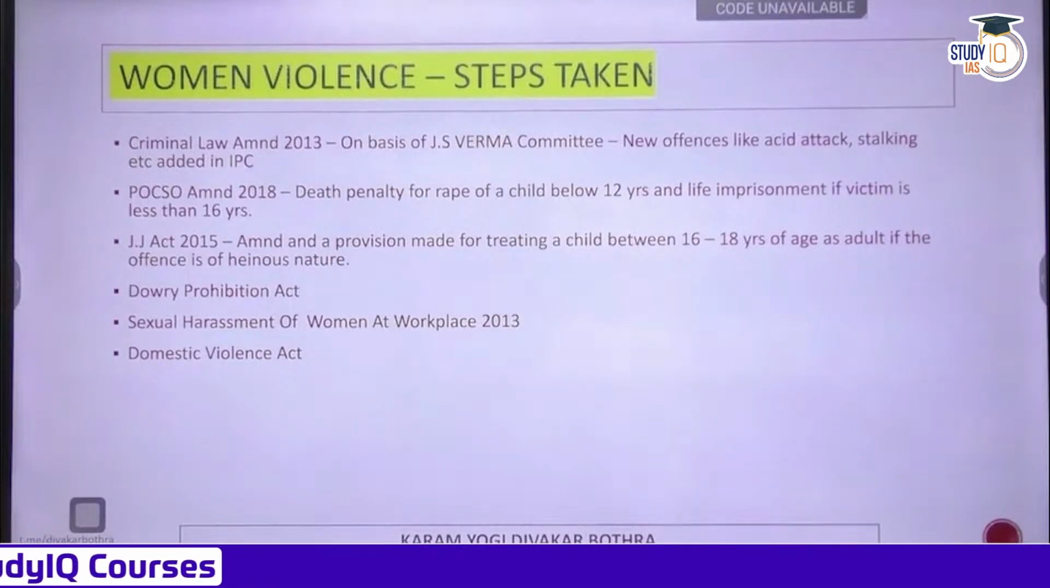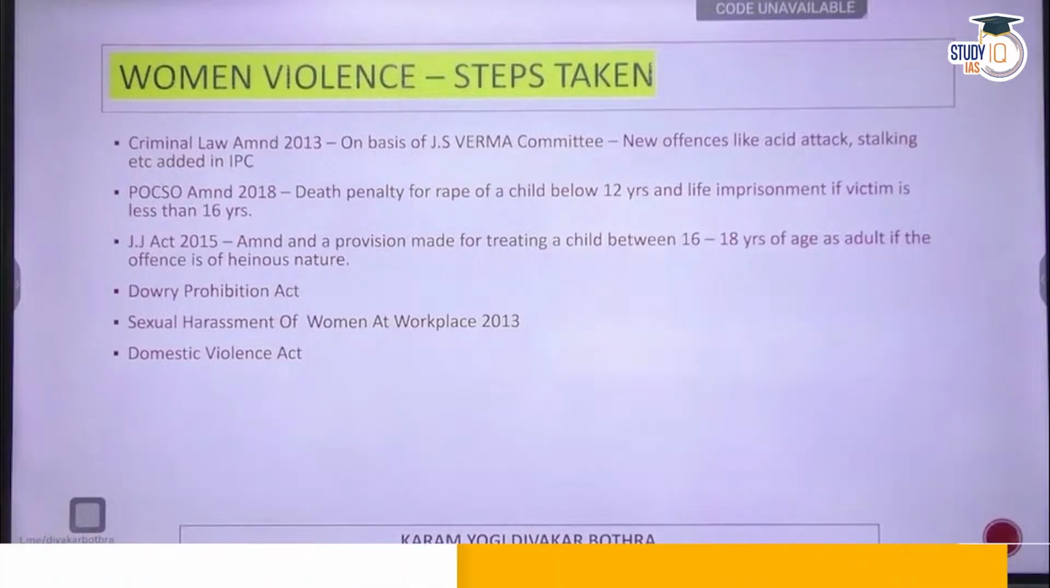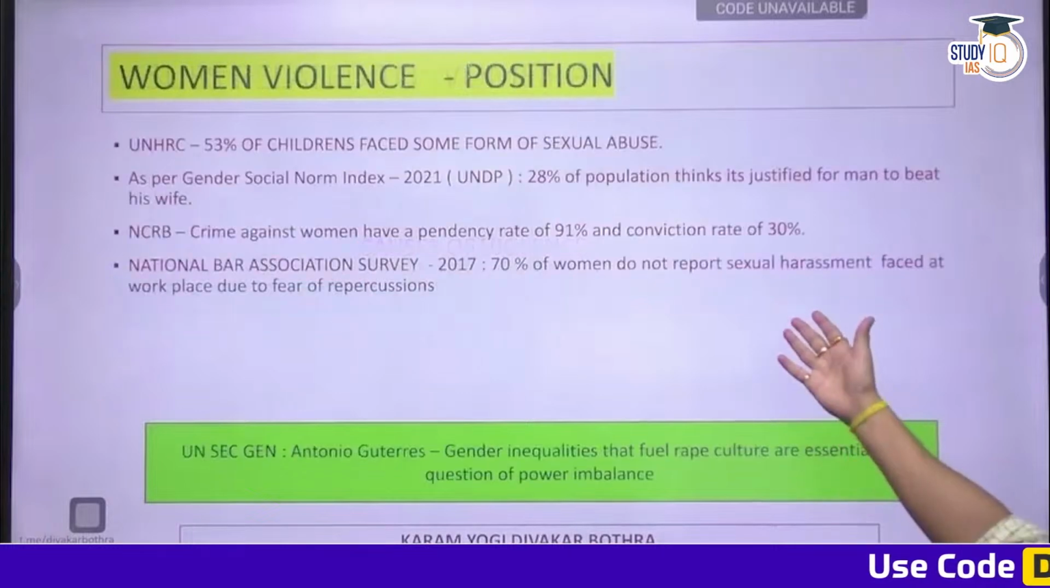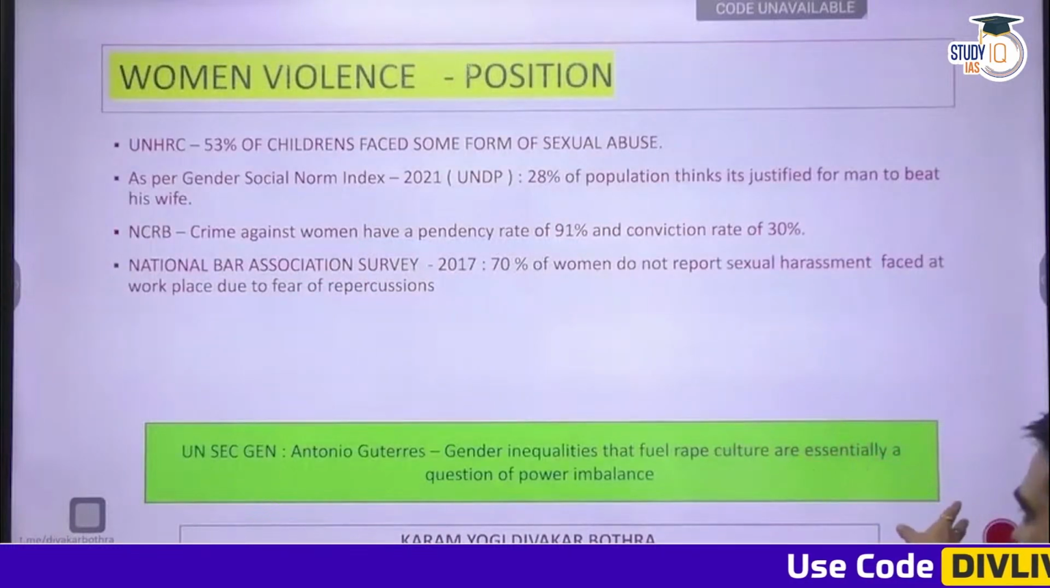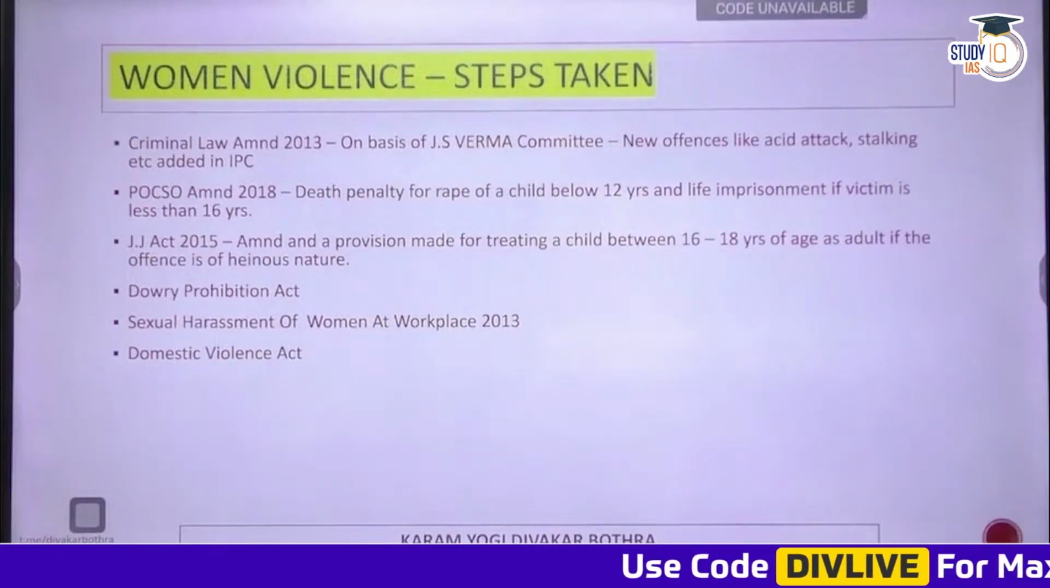What are the steps which have been taken by the Government of India with respect to tackling the extreme issues of women violence? Why am I saying extreme issues of women violence? Because these are the facts which you have already seen. Many of our government records say this. What are the steps which we have already taken?